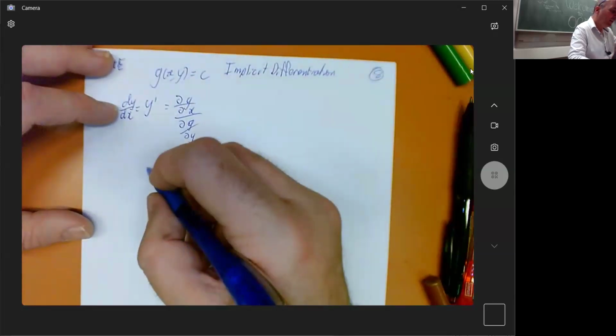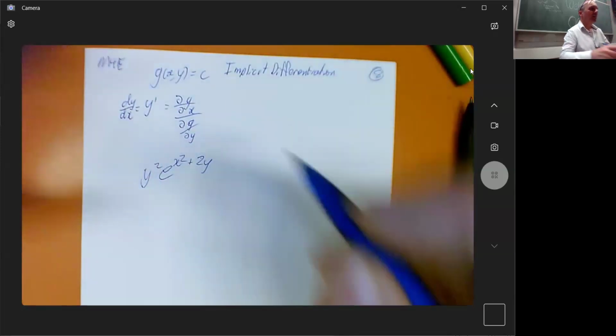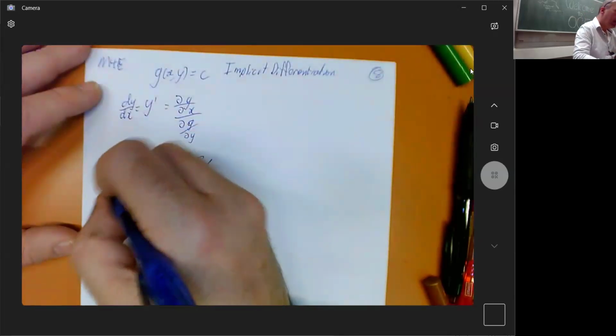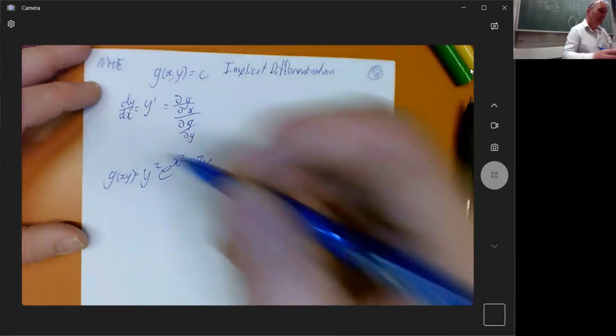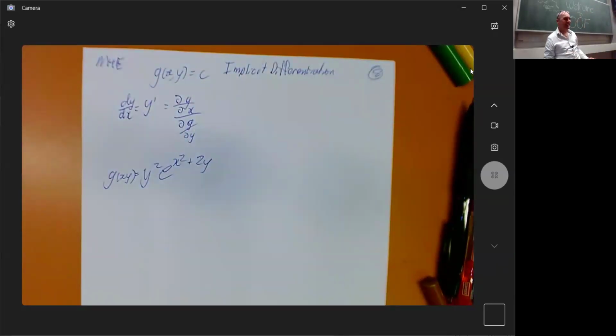And why don't I times by y squared? That will make it tough. g of x, y is equal to that. All right, going to do this. I actually have a plan in mind for this, not just because it's really difficult, but because I want to make it quite involved.